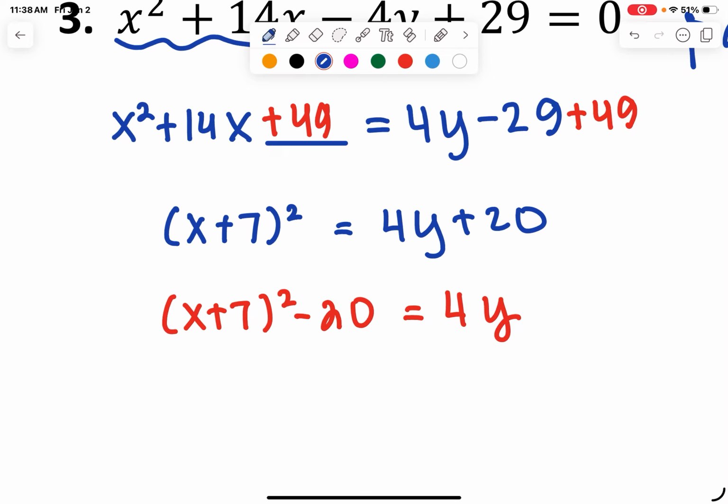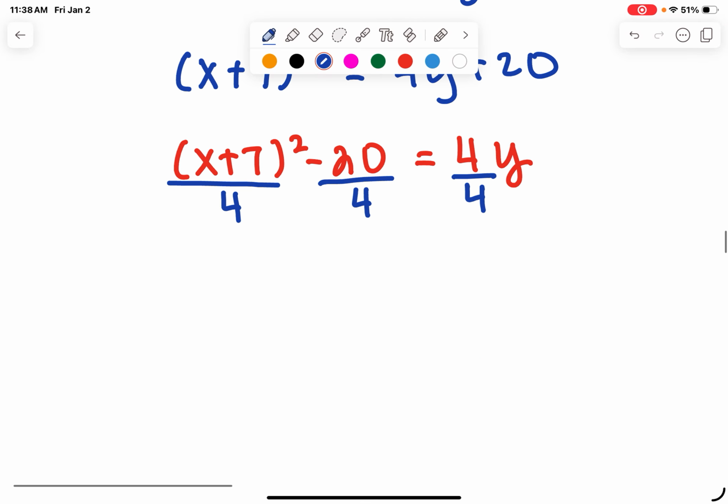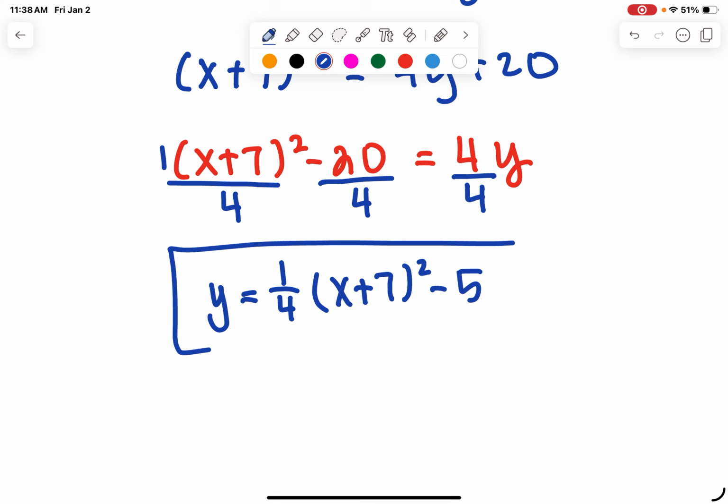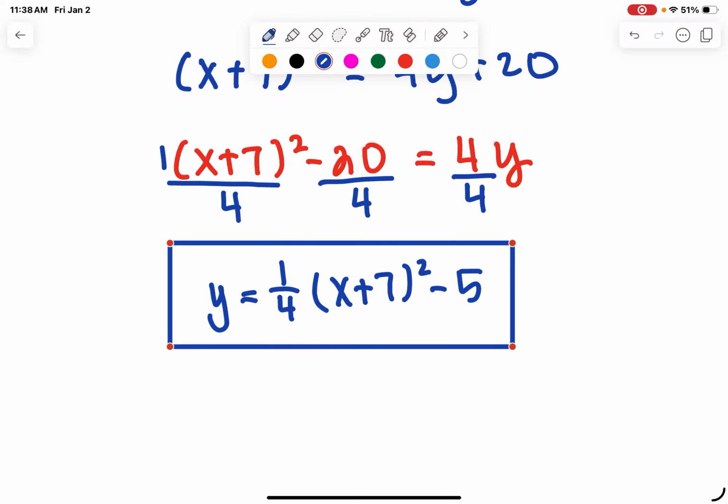And then lastly, I'm going to divide both sides of the equation by 4. Remember, this term and this term are two separate terms, so I'm going to make sure I divide both of those by 4. You can put it all over 4 and make sure you divide by both, but I just separate it. All right, so I have y equals, remember this is the fraction 1/4, and then x plus 7 quantity squared. Negative 20 divided by 4 is minus 5. And there's your parabola.